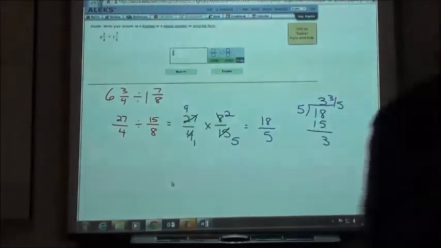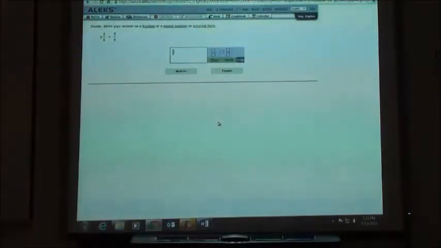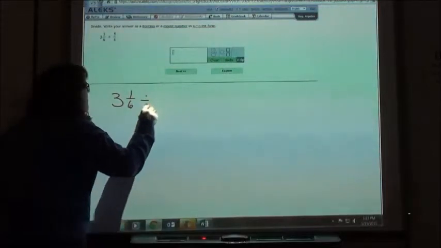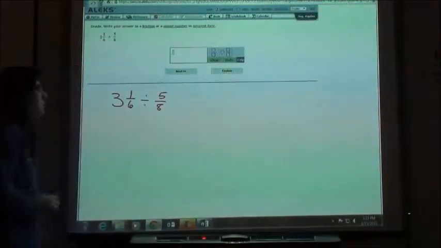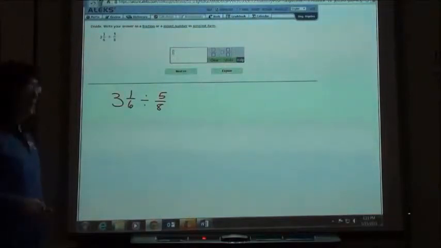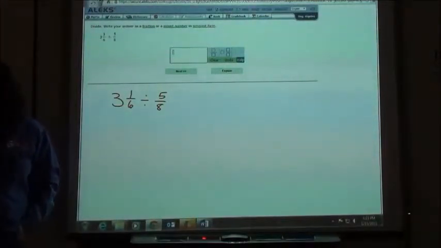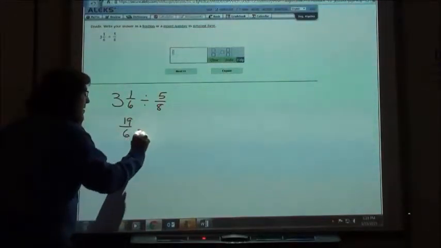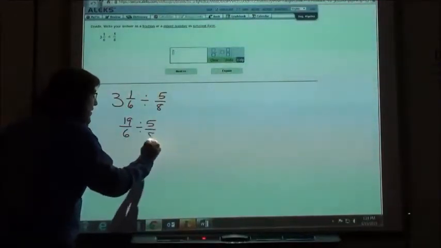So for the next one, scribble the next one out. Do 3 1/6 divided by 5/8. In this one, we just need to change the first one to an improper fraction. 3 1/6 would be, what is an improper fraction? 19/6. 19/6 divided by 5/8.